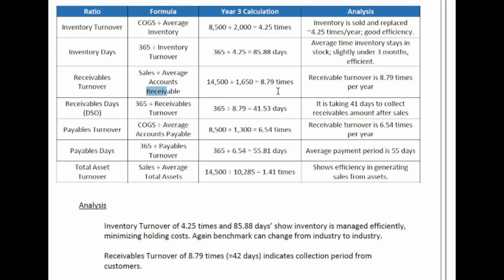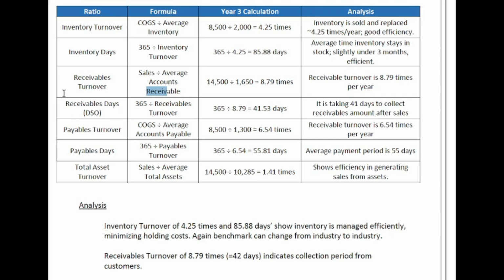That means 8.79 times. I mean, receivable turnover is 8.79 times per year, which means this company is collecting its receivable 8.79 times per year.